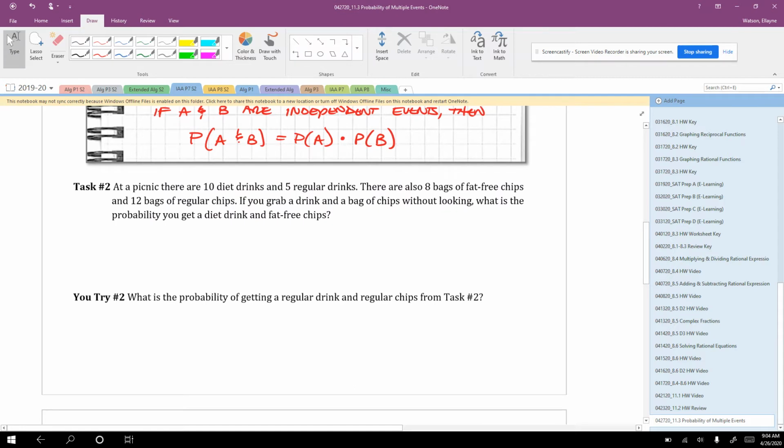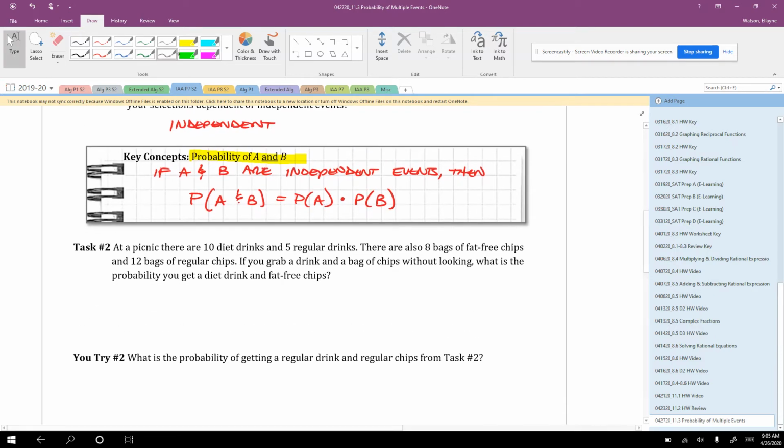So here we go. Here's our first example. At a picnic, there are 10 diet drinks and 5 regular drinks. There are also 8 bags of fat free chips and 12 bags of regular chips. If you grab a drink and a bag of chips without looking, what is the probability you get a diet drink and fat free chips? So, what are we looking for? Probability you get a diet drink and fat free chips.